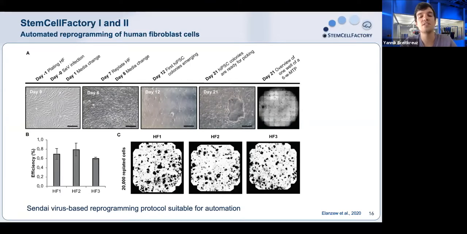And in C, you can see representative whole-well images of single wells of a 6-well plate at day 21 post-infection, and these show cell colonies in black and cell-free areas in white.